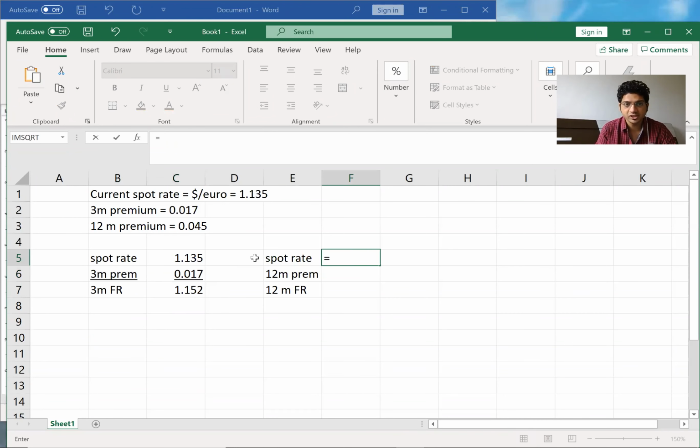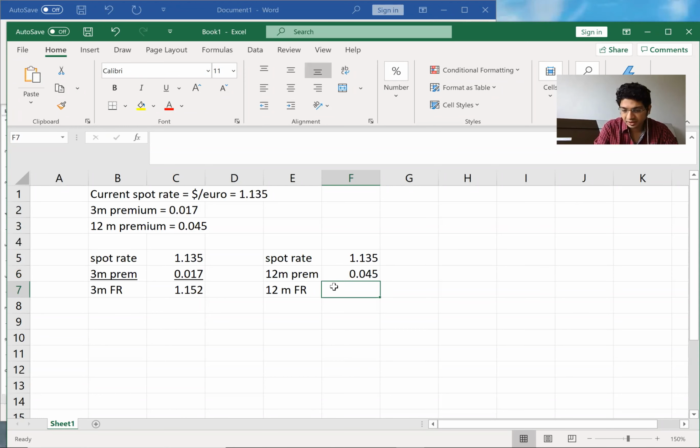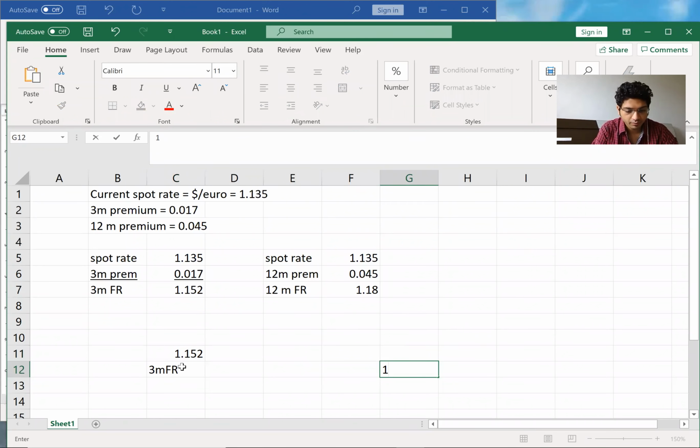Okay, similarly, again spot rate is 1.135. 12 months premium they have given in the problem is 0.045. Prices are expected to increase, so this will be 1.135 plus 0.045, 1.18. So I know that my 3-month forward rate is 1.152, correct, and my 12-month forward rate is 1.18. And I am expected to calculate a 5-month forward rate.